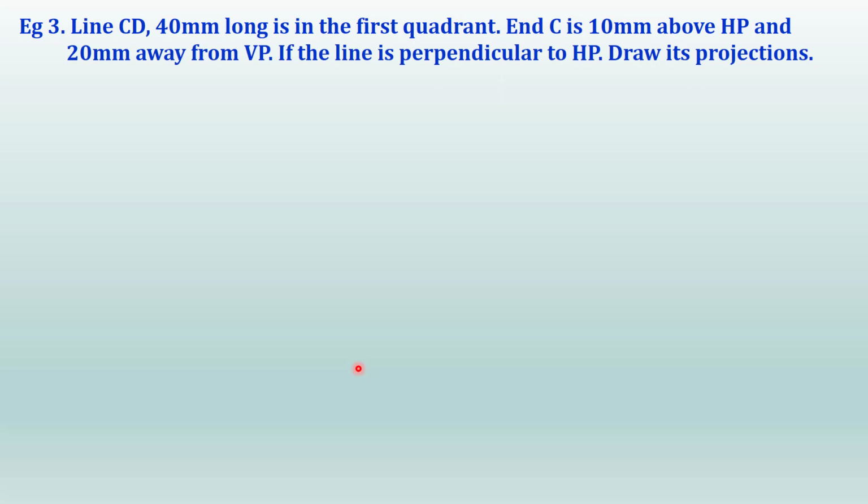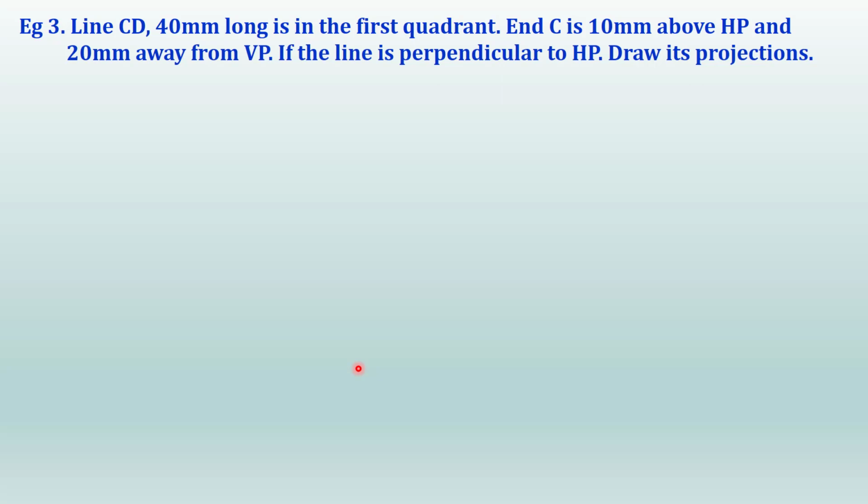So here you can see that the line lies in the first quadrant, right? So the elevation will be obtained above the XY line and the plan will be obtained below the XY line. We have learned in the projection of points, if the point lies in the first quadrant, you will get elevation above the XY line and plan below the XY line. So here end C of the line is 10 mm above HP. That means C dash is given as 10 mm above the XY line and it is 20 mm away from VP.